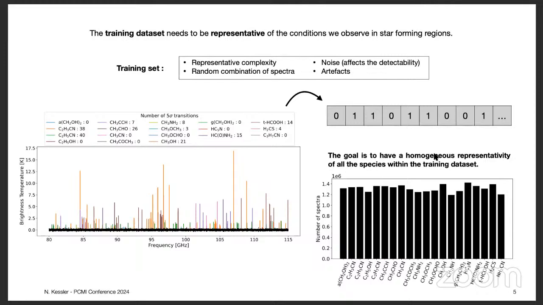For each synthetic spectrum, we build what we call targets. It's a table saying whether a molecule is detected or not. If the molecule is detected, we put a 1, otherwise a 0. Our detection condition is a transition at 5 sigma. We do this for all the species, for 4 million spectra, and we have our training dataset, and we try to have a homogeneous representativity of all the species within the training dataset.